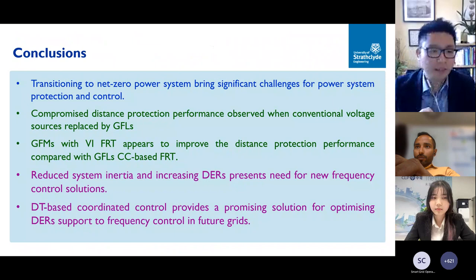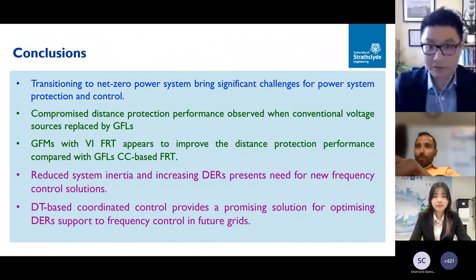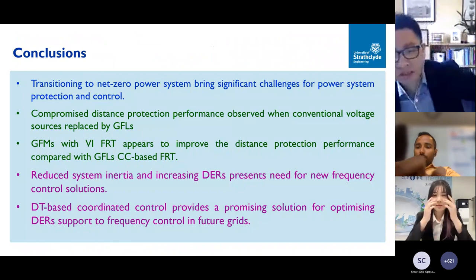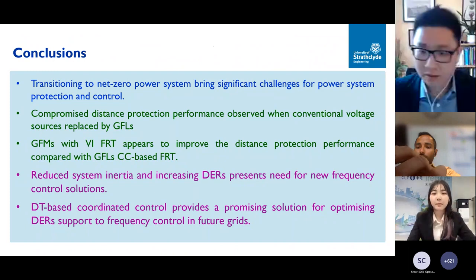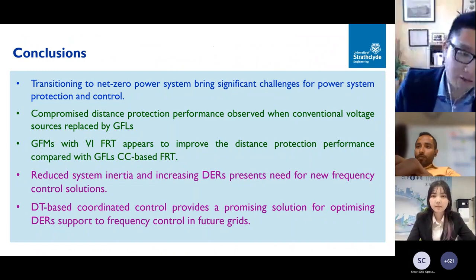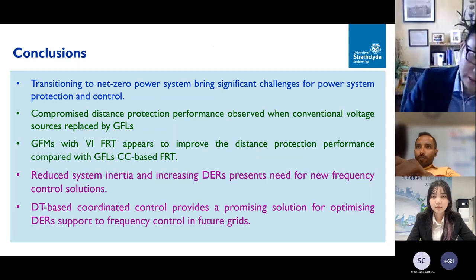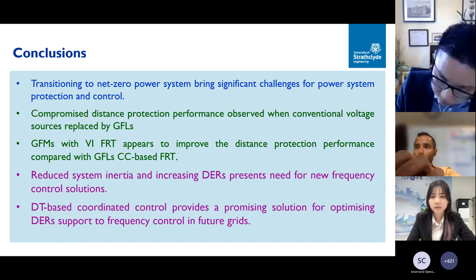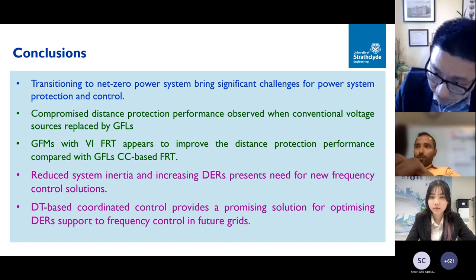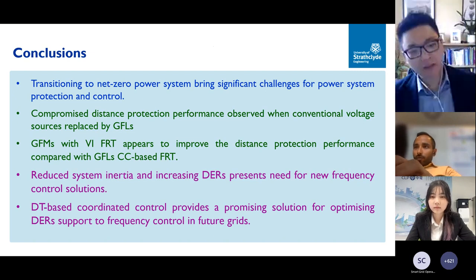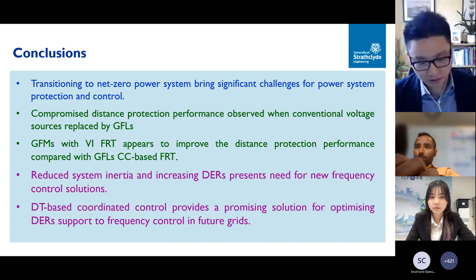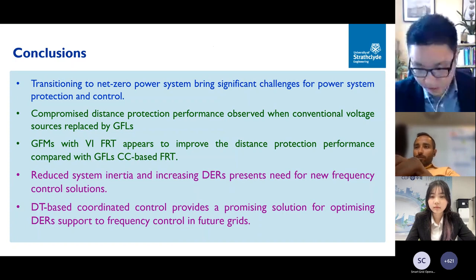Right, just to summarize, transitioning to a net zero power system in many countries, including the UK, has significant challenges for protection and control. What we see in our work is that protection will be very challenging. And what we found is that improving the control of converters provides a very promising solution to mitigate the issue. Another thing from the frequency control perspective, reducing inertia is the key problem.